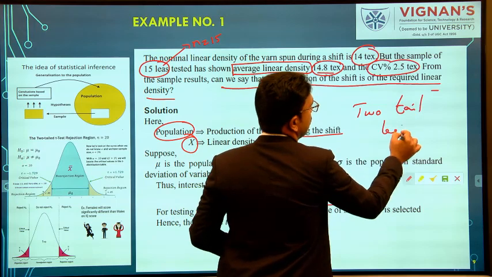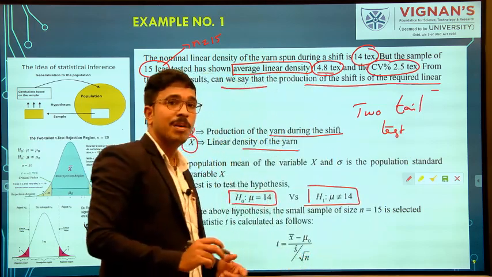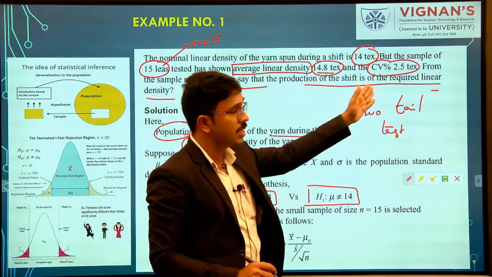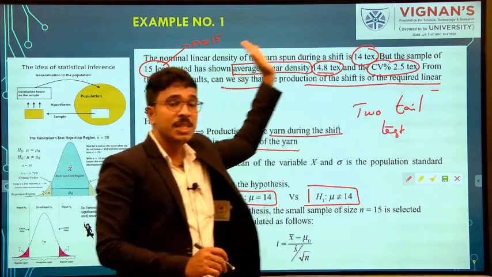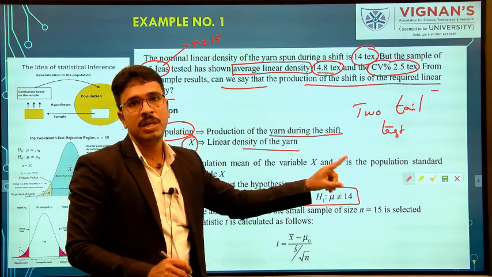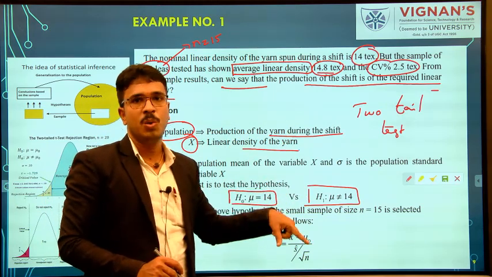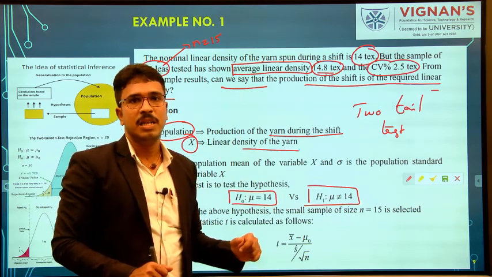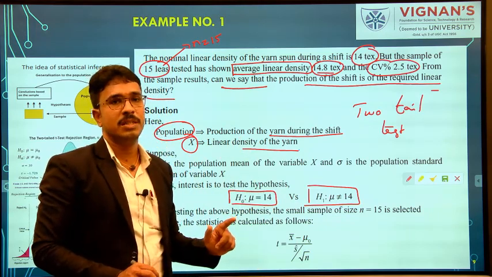Two-tail test. Suppose we want to say that the production of the shift is greater than the expected one. In that case, we have to use one tail. That may be left-hand side or right-hand side. Understand? So this is what you need to understand.